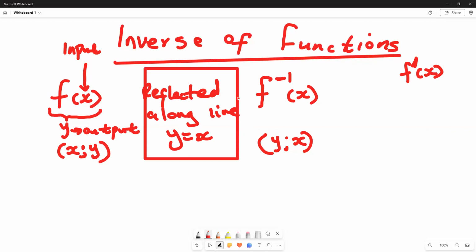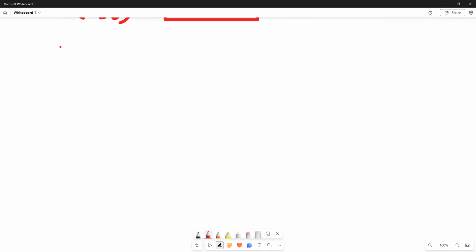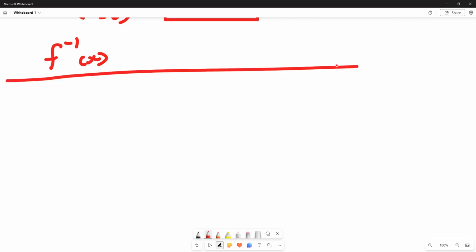So now let's go on and discuss some more things. Let's check now. Remember, I said you can use this notation only and only if the inverse is a function. Let's check what I mean.